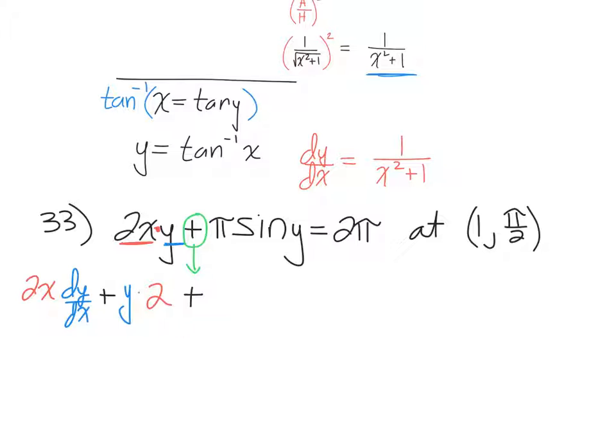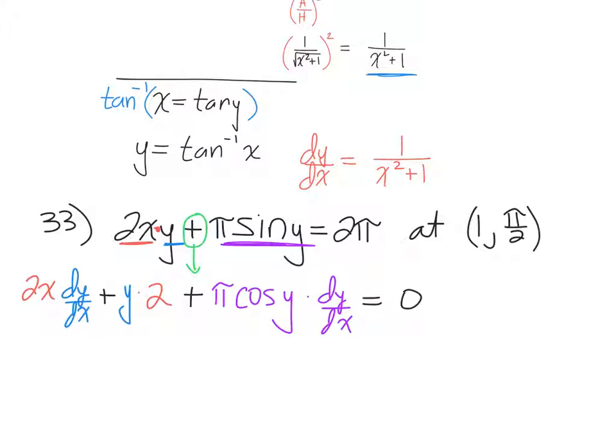Next expression, no product rule or anything like that. We have a constant multiple of pi. Let me go purple. Constant multiple of pi. And then the derivative of sine of y would be what? Cosine y times dy dx. On the right-hand side, 2 pi is constant. Derivative of a constant is always equal to 0.